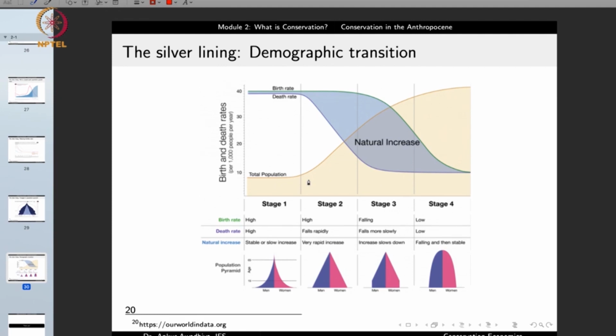Now, with this exponentially increasing population, people then start feeling that this population is growing so fast that in a short period of time it will overwhelm the resources that we have. And so now the society starts to look at ways to reduce the birth rates as well. And how does society reduce the birth rates?